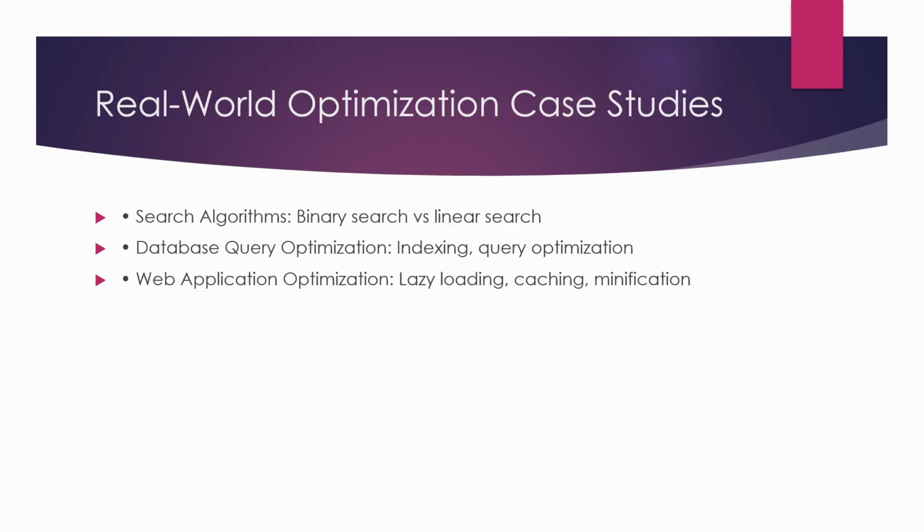In real-world applications, optimization techniques have a profound impact. For example, search algorithms like binary search outperform linear search in sorted datasets. Database query optimization through indexing and query planning improves performance in large datasets. In web development, optimizing the DOM using lazy loading and implementing caching strategies can significantly improve the speed and responsiveness of your web application.